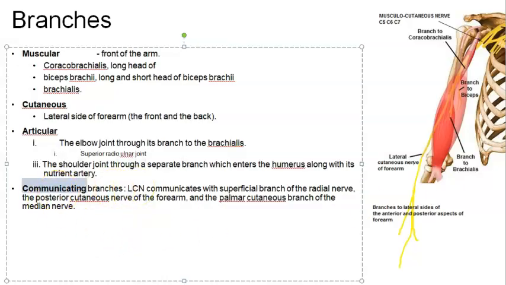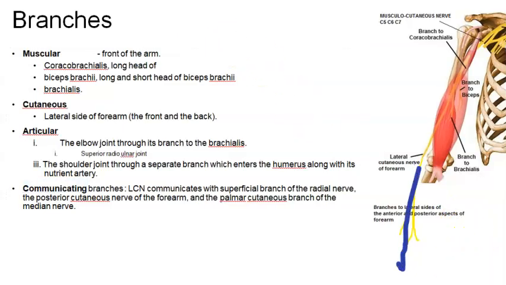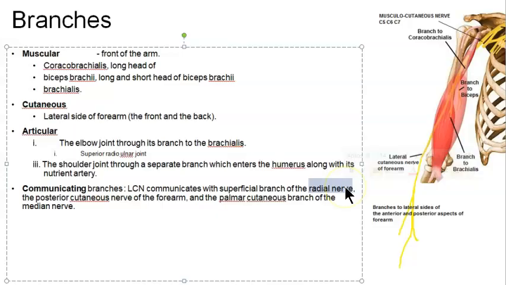Communicating branches. Now what do you mean by communicating branches? See, this lateral cutaneous nerve is there, right? What it does, it communicates with some other nerves. Which nerves? It will communicate with the radial nerve, the superficial branches of the radial nerve. Obviously, it has to be superficial for it to communicate because this is also cutaneous. So, superficial branches of radial nerve, posterior cutaneous nerve, palmar cutaneous branch of median nerve. Which other nerves are there? Everybody else it will communicate with. That's all. So, mention some branches of radial nerve, some branches of median nerve, etc.